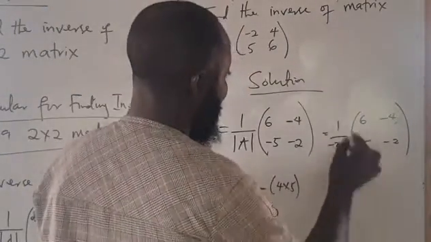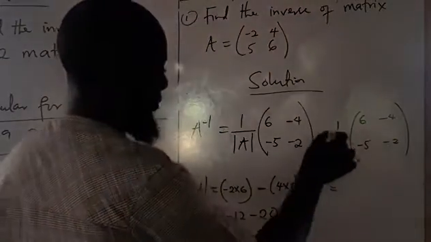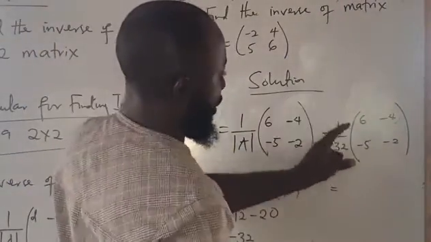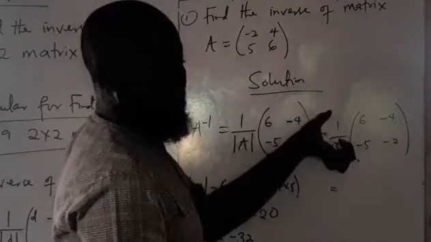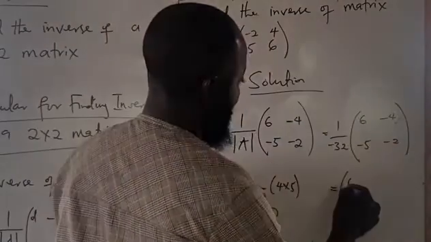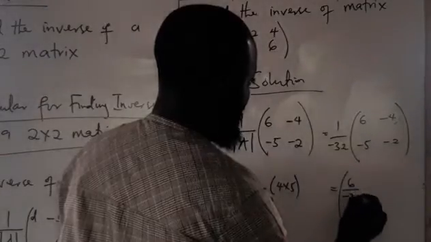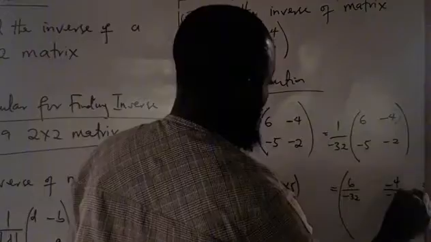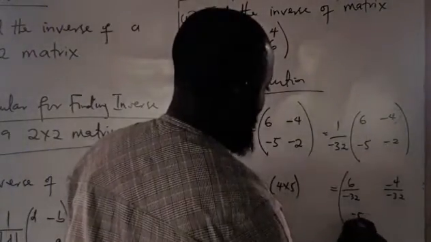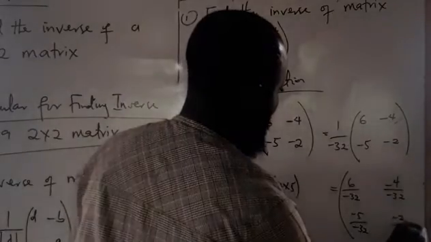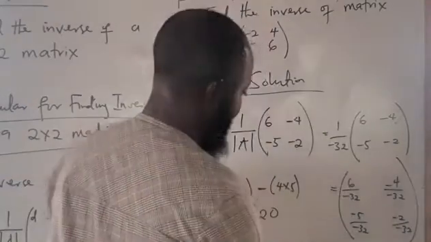So that will then give us, this is scalar multiplication. We're going to multiply each of the elements by the fraction we have outside here. So that will give us 6 divided by minus 32, then minus 4 divided by minus 32, then minus 5 divided by minus 32, then minus 2 divided by minus 32. I believe I'm making sense.